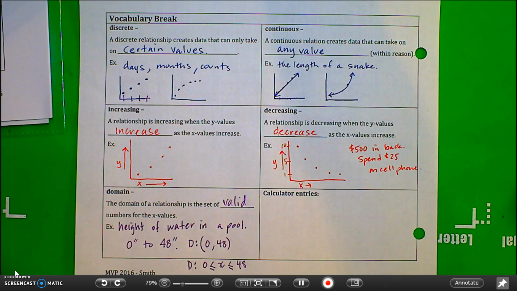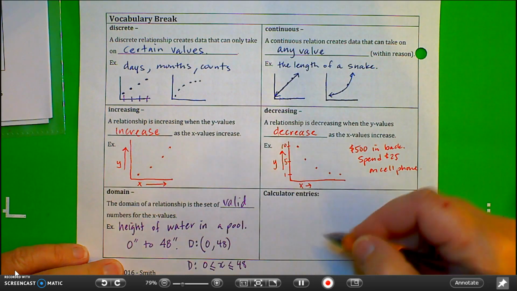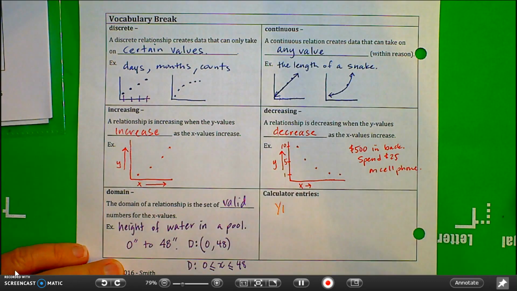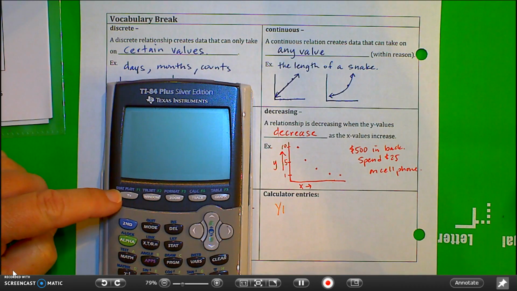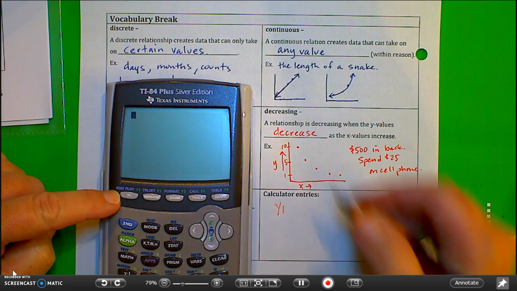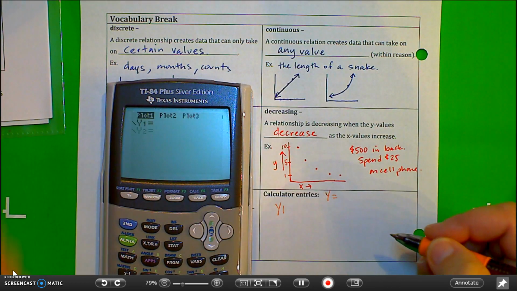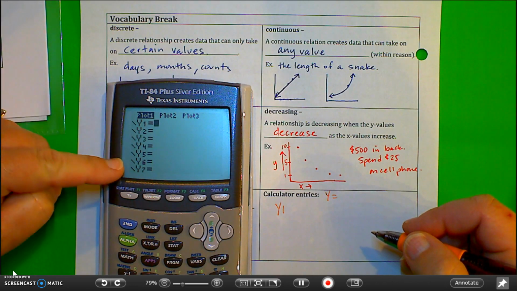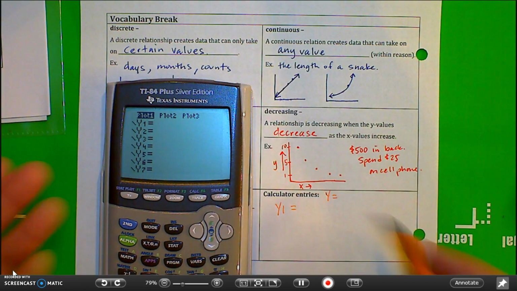Okay, calculator entries. Basically, I showed you this in class. If you wanted to create a graph, you use your Y1 screen, the Y equals screen. There's a Y equals button on your calculator, on the top left. If you go to that, you can see you have a place to enter a lot of different functions. So you could put in any function you want.